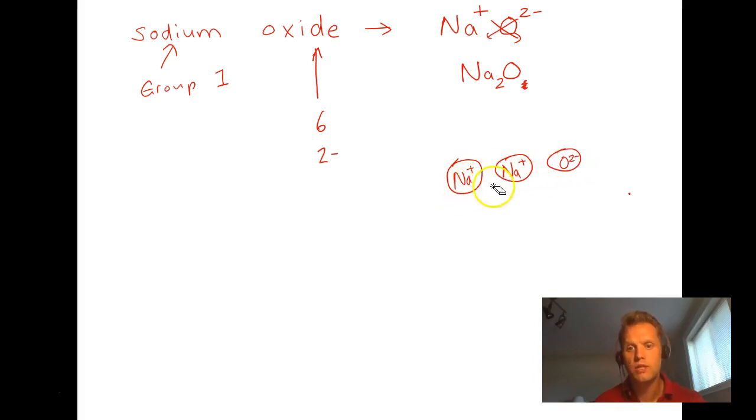So 1 plus 1 is 2 plus, and 2 negative. So the point is that the positive charge equals the negative charge. You need 2 sodium 1 pluses to match up with 1 O2 negative. And sodium oxide's formula is Na2O. They always want to be neutral.